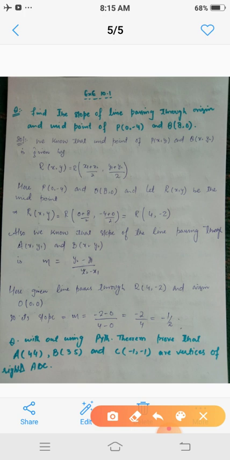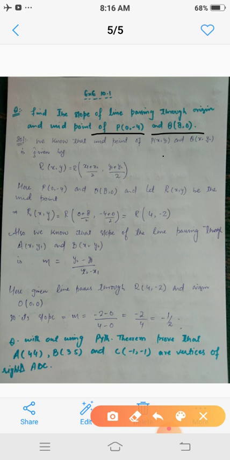The first problem is: find the slope of the line passing through the origin and the midpoint of the line P of 0, -4 and Q of 8, 0. Firstly, we will find the midpoint of this line PQ.